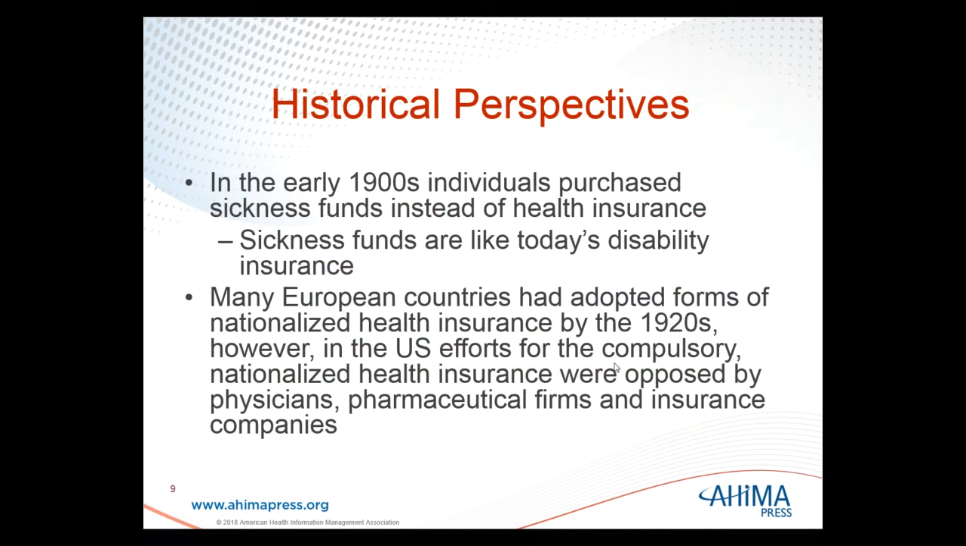So health insurance is to offset expenses of injury and illness. In 1847, the first sickness clause was in effect, and it was there till about the 1920s. The major cost at that time was not necessarily illness, but the loss of wages. So in the early 1900s, individuals purchased sickness funds instead of health insurance. Sickness funds are like today's disability, and they helped to deal with that lost wage. Many European countries had adopted forms of nationalized health insurance by the 1920s. However, in the U.S., efforts for compulsory nationalized health insurance were opposed by physicians, pharmaceutical firms, and insurance companies.